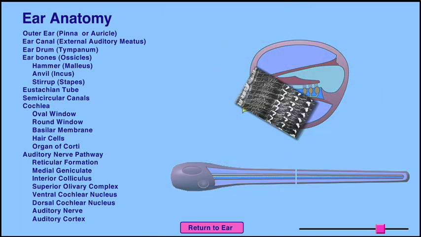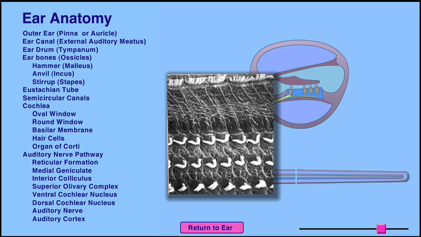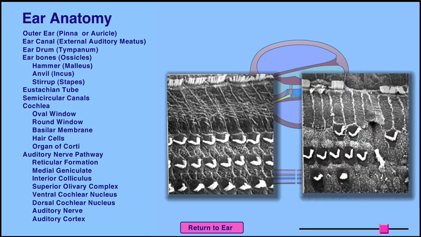The microelectron photograph on the left shows one row of inner hair cells at the top and three rows of outer hair cells at the bottom. The photograph on the right is similar, except that various patches of hair cells are missing, most likely because of overexposure to loud sounds.